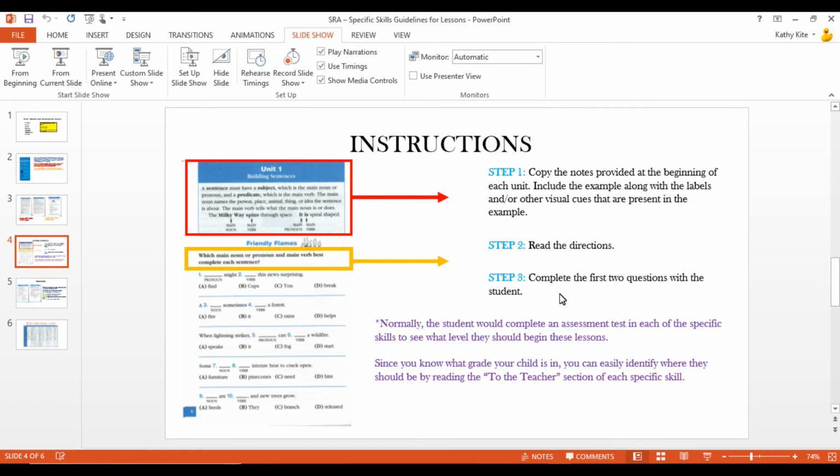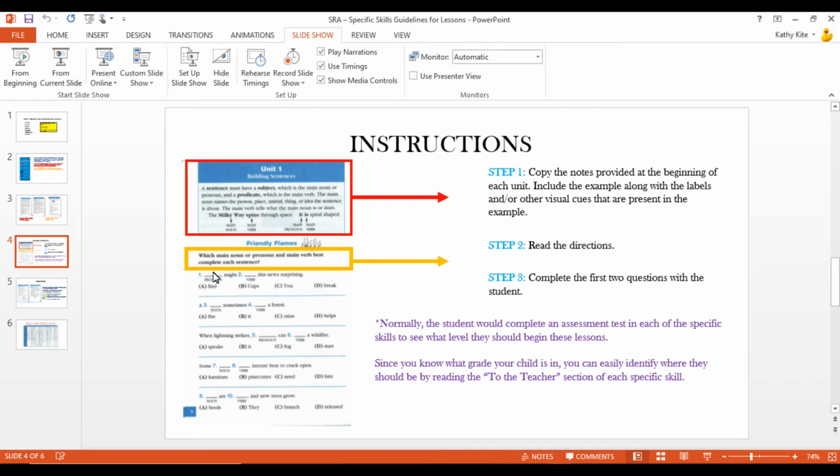Step 3, you're going to complete the first 2 questions with the student. In this particular exercise, 1 and 2 is 1 sentence, and that counts as 1 question. 3 and 4 count as the second one. So how you approach this is you do the first one with them and you say, okay, so blank might blank this news surprising. When you have blanks, you need to read them as blanks, to represent a word that might be there. You need to verbally express that a word belongs in these spaces.